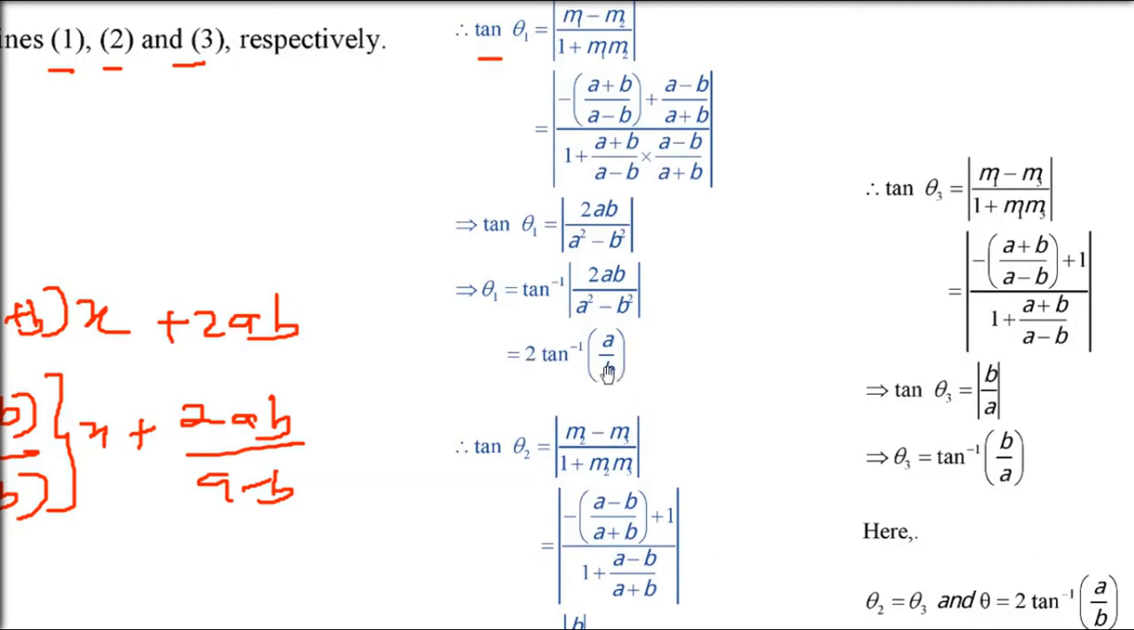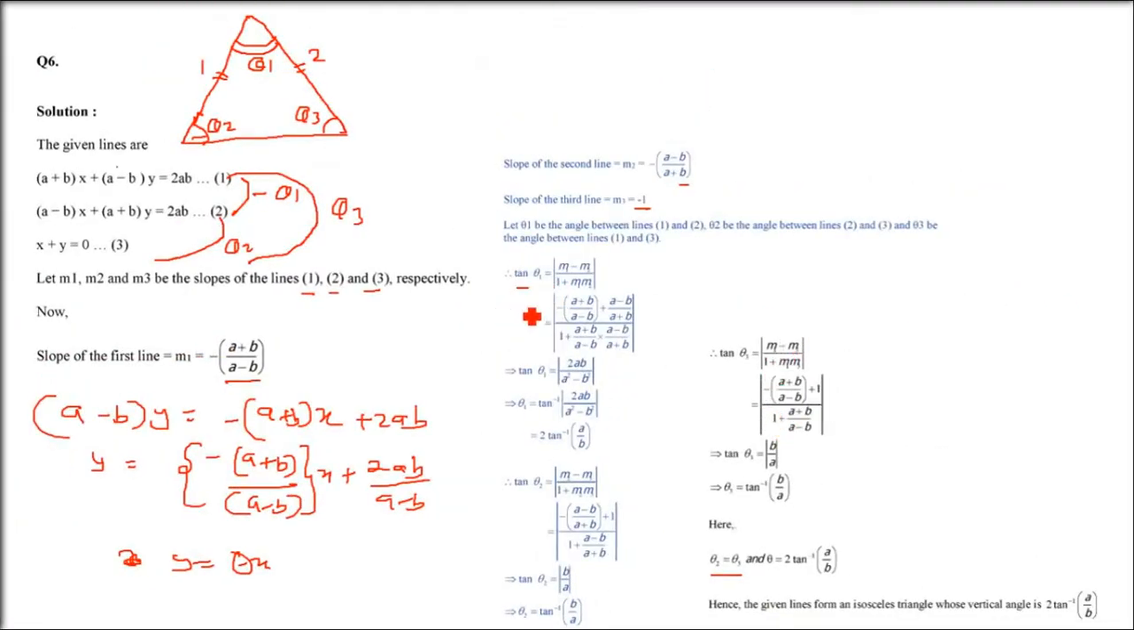So it will be 2 tan inverse a by b, because 2ab by a square minus b square you can always write in terms of tan 2 theta. That is the kind of thing. So you need to know that formula also.